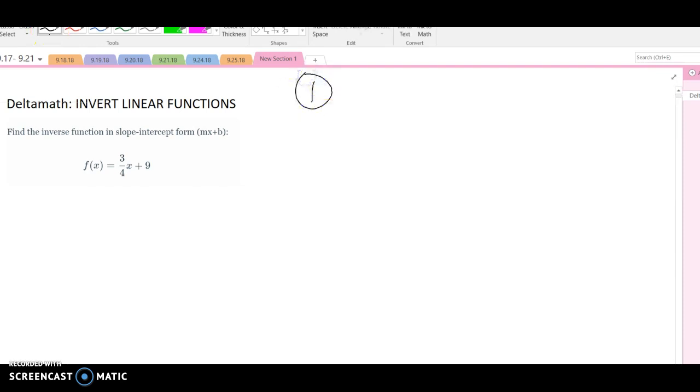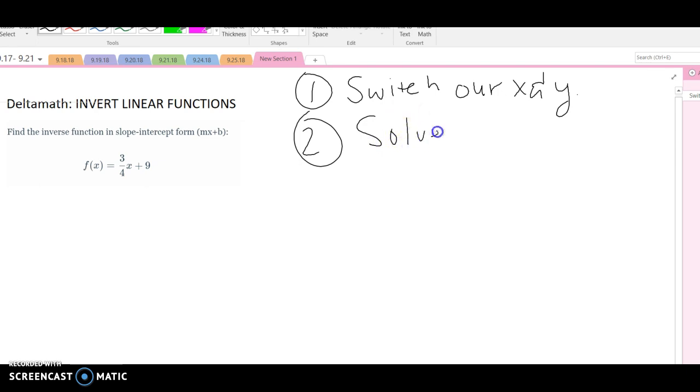First, we must switch our x and y. I apologize for the ugly handwriting. And then we solve for y. So in this case, we got y equals 3 divided by 4x plus 9.